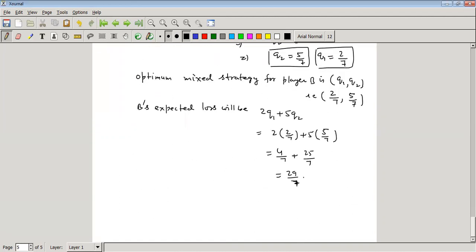In the next video we will discuss how we can solve 2 cross n and n cross 2 games with graphical methods, and also discuss the principle of dominance.